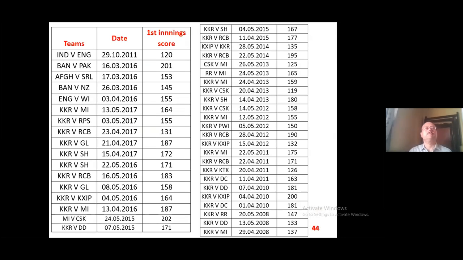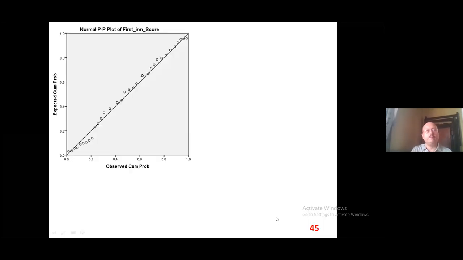So good. So what we look at is historical data. We have this T20 matches and the first innings scores. This is a sample spanning over 3, 4, 5 years, actually more, because there are even matches from 2008. So we used a large number of matches.